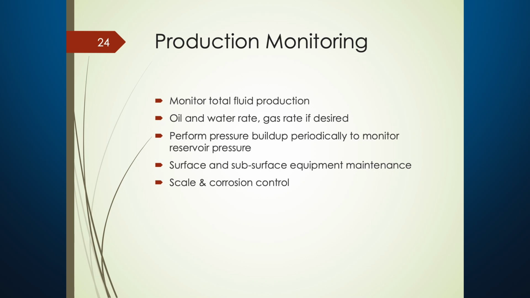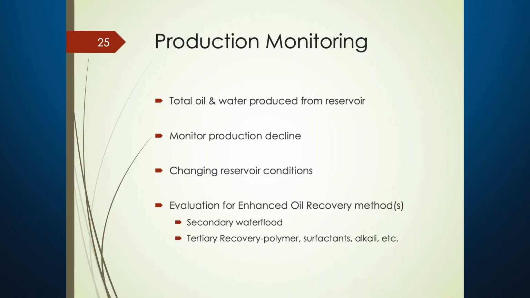How is our reservoir pressure doing? Is it well below our .433 psi per foot? Then we've got other things. We've got surface and subsurface equipment that we've got to maintain. We get scale and corrosion because we've got water production, all the minerals that are in there that cause carbonate scale, that cause iron, all of the scale and corrosion control. Keep track of the declines.